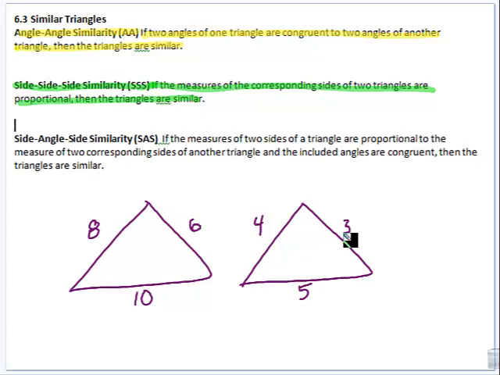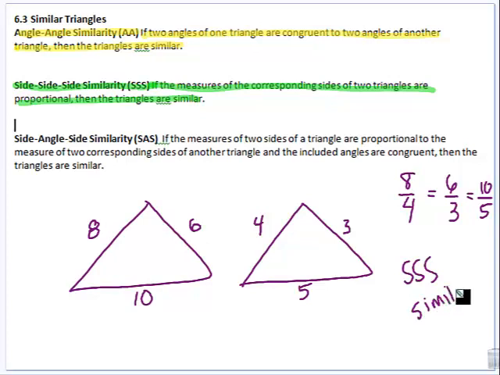If these are our two triangles and we want to decide if they're similar using side-side-side, we would check the ratios. So we'd go, okay, 8 to 4, so 8 over 4, is that the same as 6 over 3, and is that the same as 10 over 5? Yep, they are. So these triangles are similar by side-side-side similarity. We don't need to know anything about the angles. We can just look at the sides.